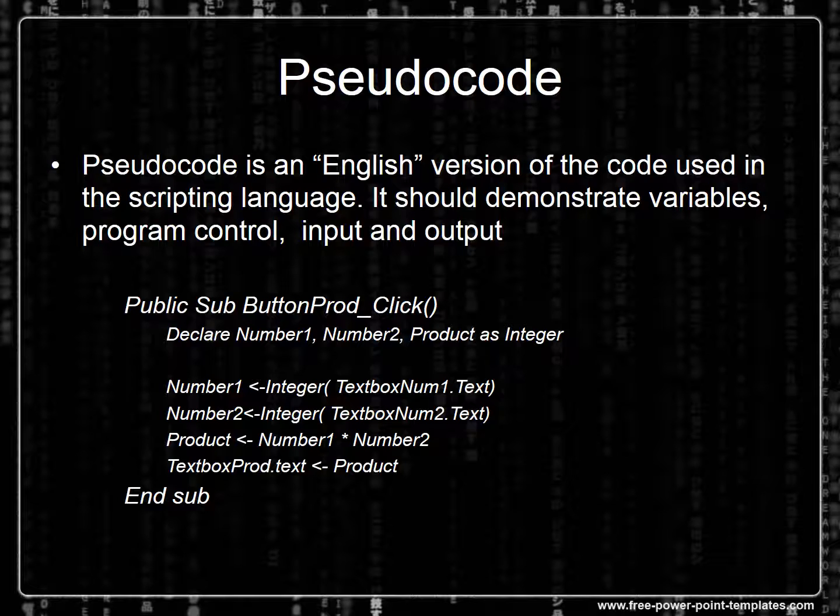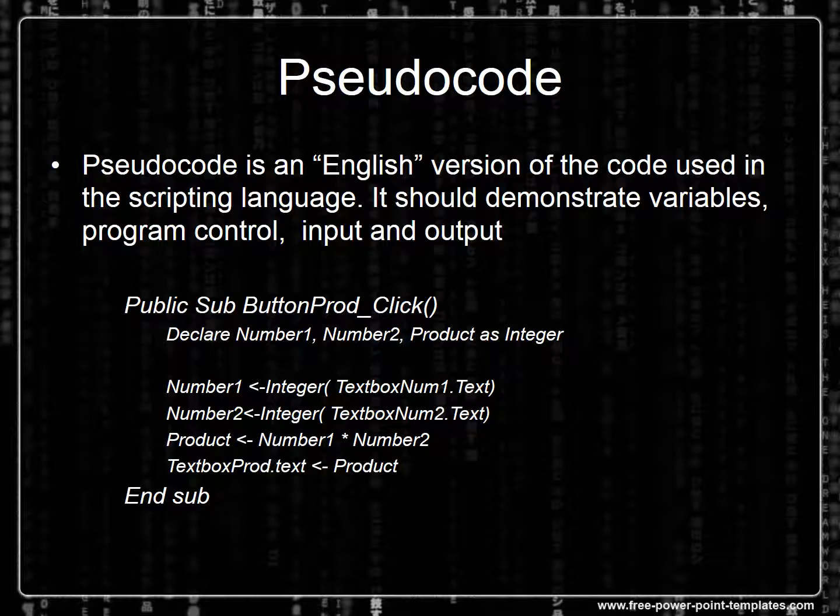So the first thing we need to do is make sure that we have set number 1, number 2, and product as integers, and the program knows that those are the variables, and the sort of data these variables are going to hold. Okay, the next one we said is number 1. That's the variable, gets the value, and it's the integer value.